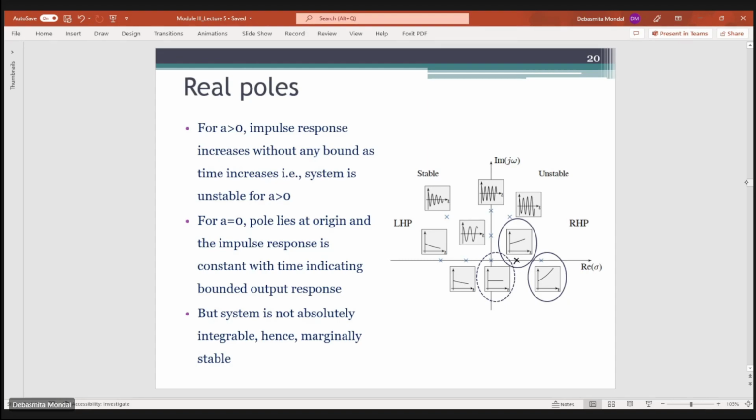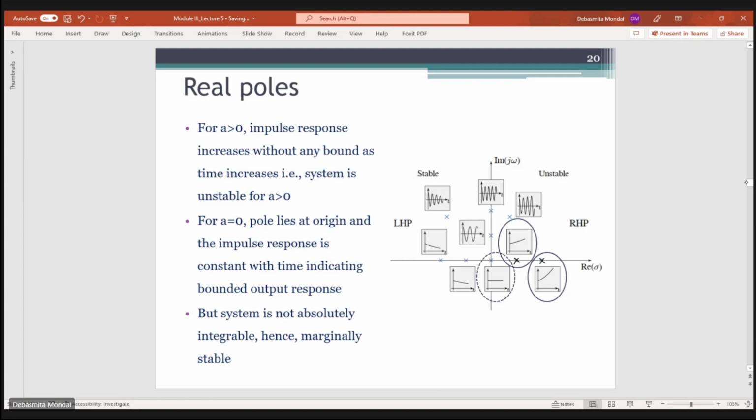So that means at t equals infinity, the output is not bounded, so you can say that the system is unstable if the value of A is greater than 0. Similarly, if you shift the position of the pole even more towards the right half plane, the slope will be much higher.